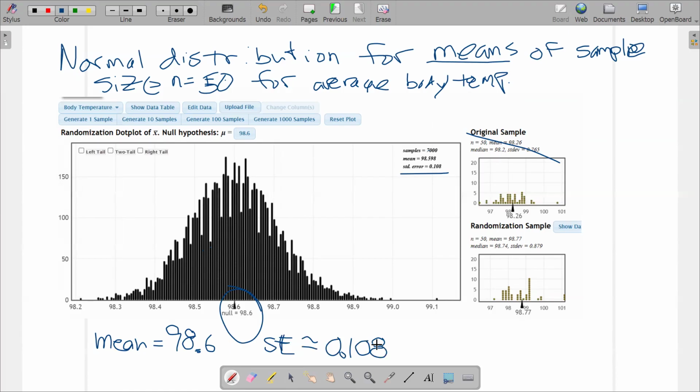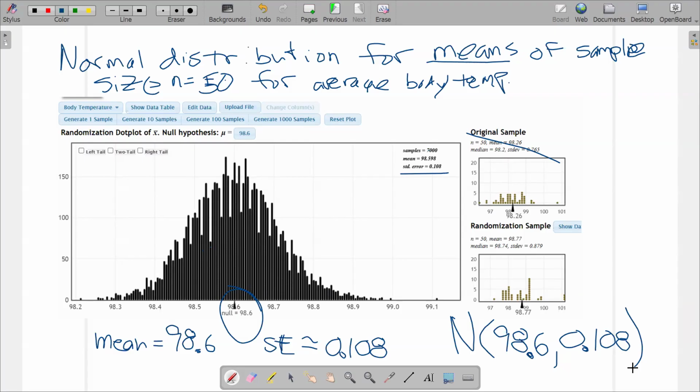And the shortcut for saying you have a normal distribution with this mean and that standard deviation is to write a capital N and then state what the mean is, comma, state what the standard deviation is. So this is normal, mean 98.6, standard deviation 0.108. And I can use the StatKey normal distribution graph to come up with a p-value for this situation. So that's what I want to try and do next.